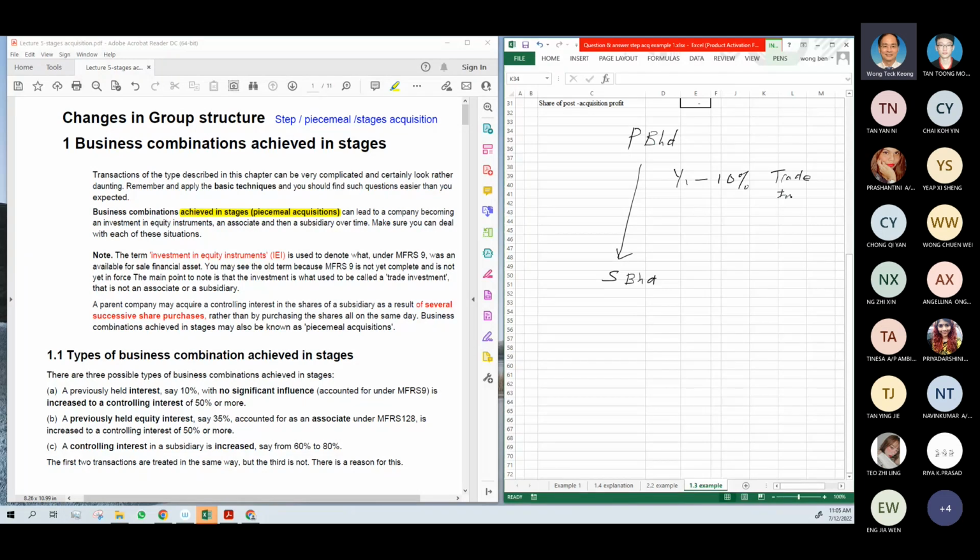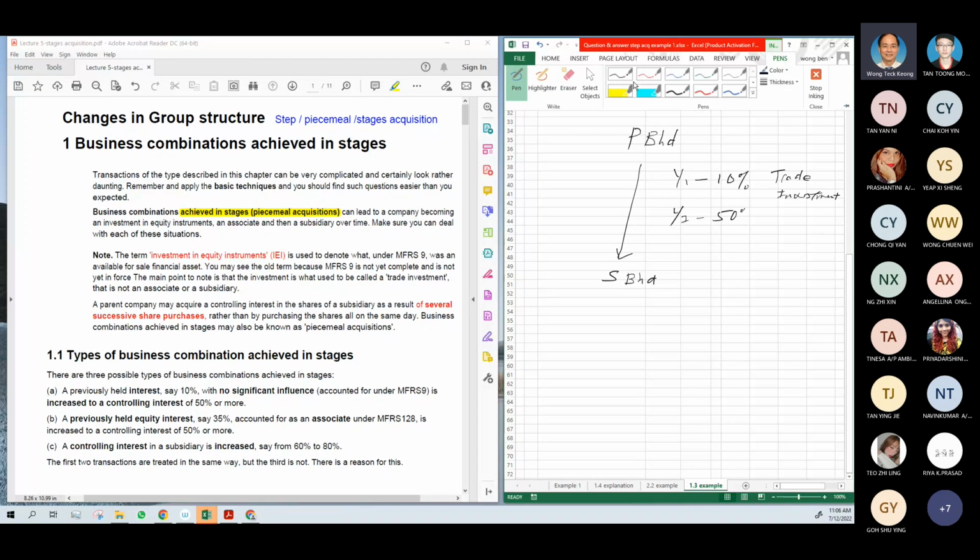Just like you buy a lot, 1 lot, 2 lots of shares in Maybank, Genting, and so on. So this is a normal investment. You're waiting for the dividend or the share price to go up, and you just sell it. But we come to year 2, they bought another, let's say, 50%.